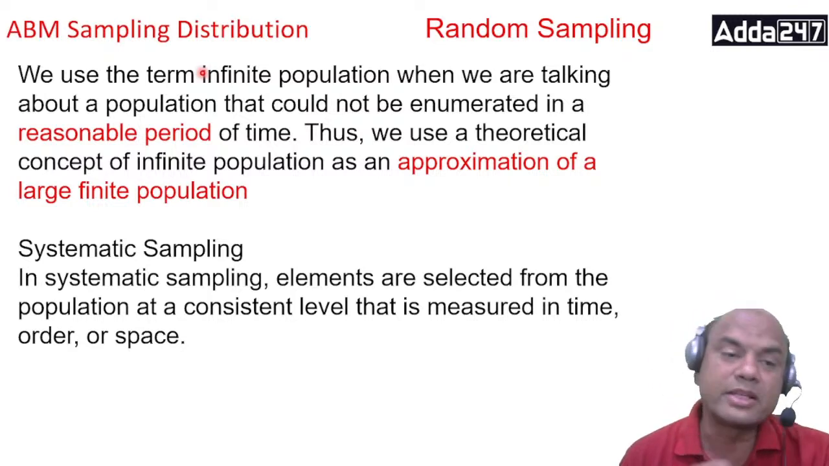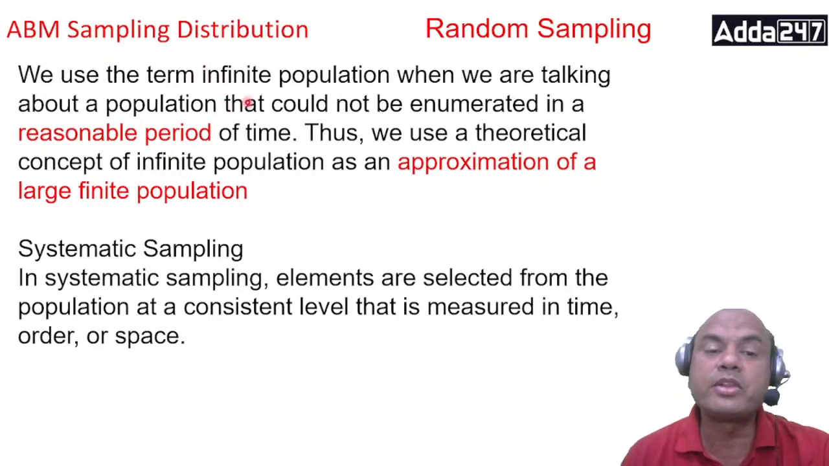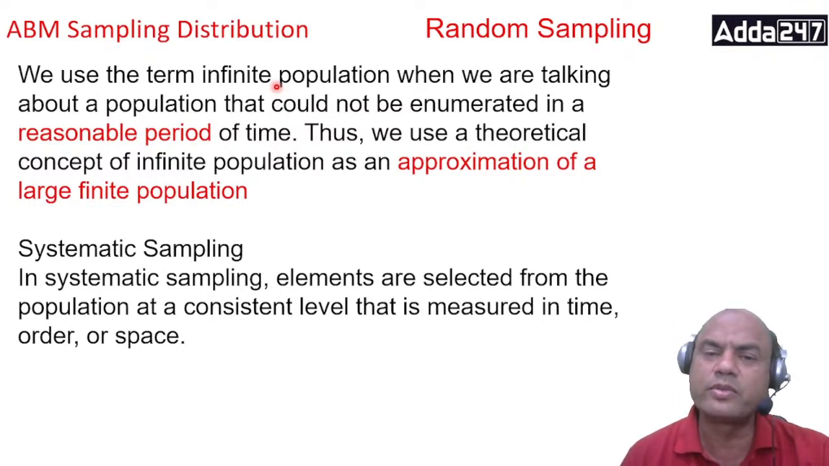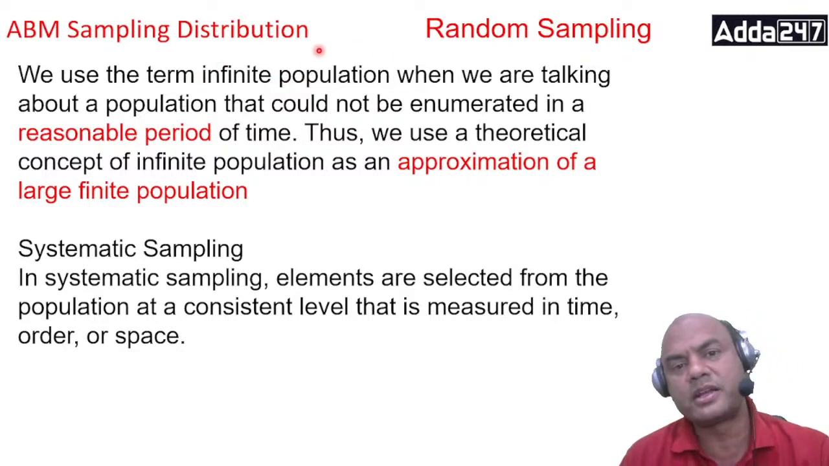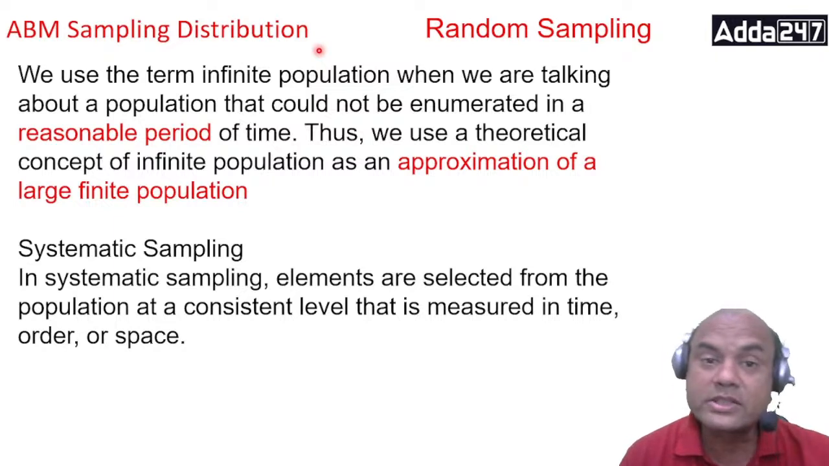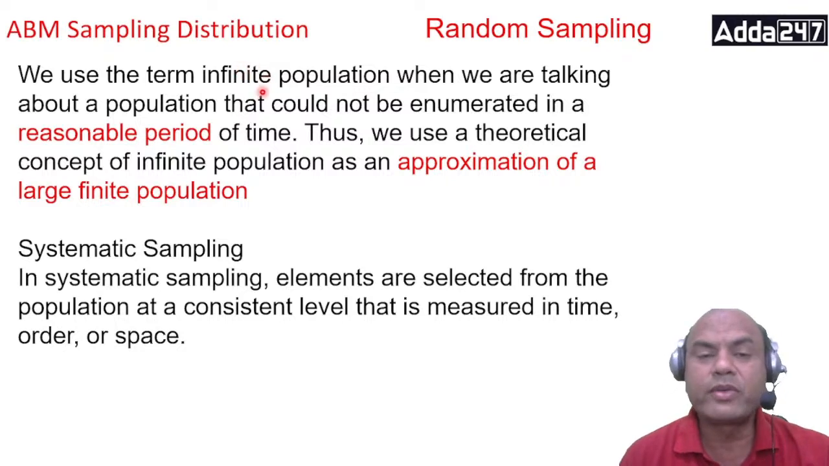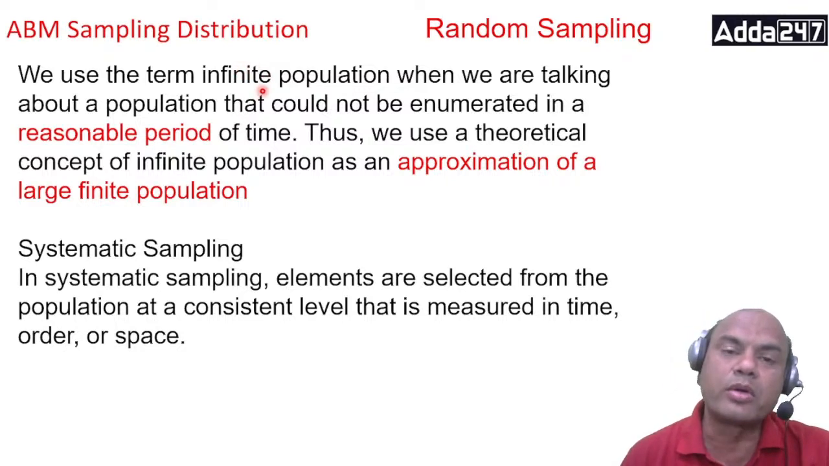Now, what do you mean by this? What do you mean by infinite? Suppose I say 1 lakh population, I can call that also infinite. I say 1 crore population, I can call that also infinite, although it is countable. What is the real meaning of infinite? Which cannot be counted.